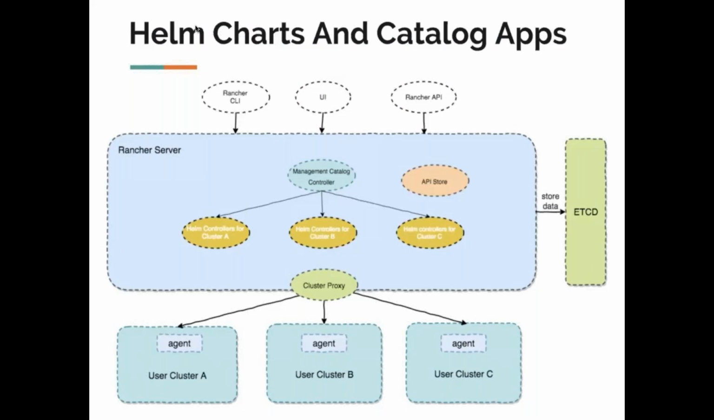So this is the Rancher server management plane that you can see in the blue box. And below are some user clusters, clusters A, B, and C. And for each of these user clusters, we start a Helm controller. So when a request to launch an app comes to any of these Helm controllers, it starts the Tiller process in that cluster. And again, the RBAC using impersonation header that I spoke about is used.